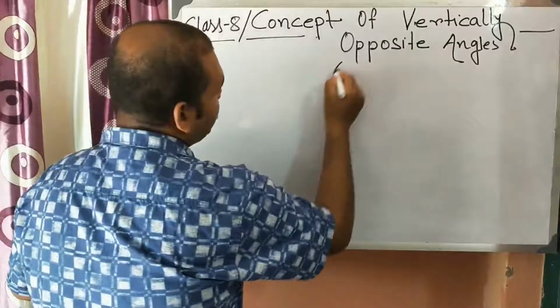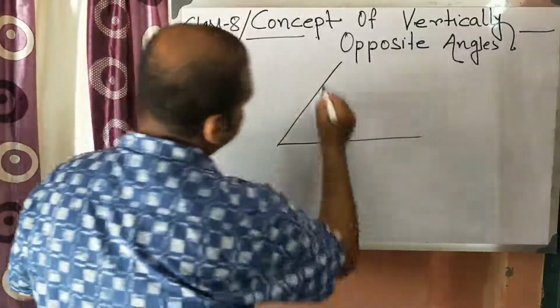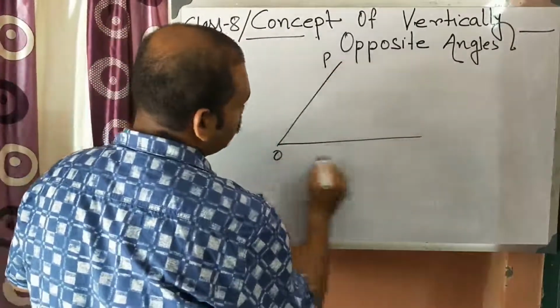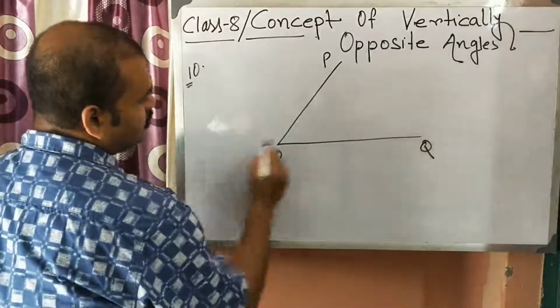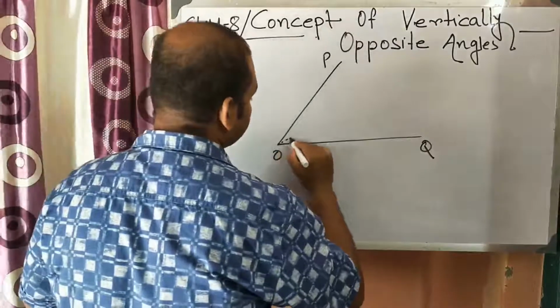So let us draw any angle. Suppose POQ is an angle. Okay, so let us draw the internal bisector. So the internal bisector will be like this.